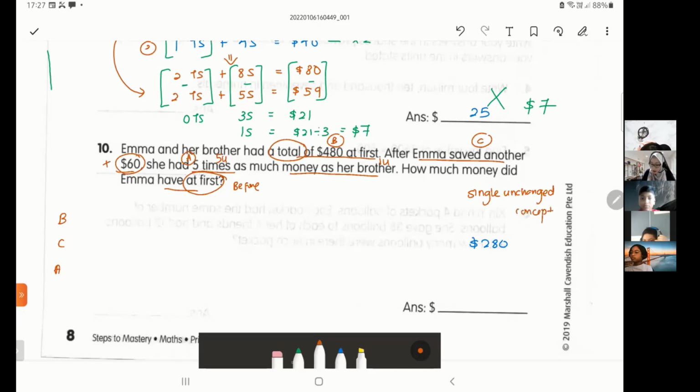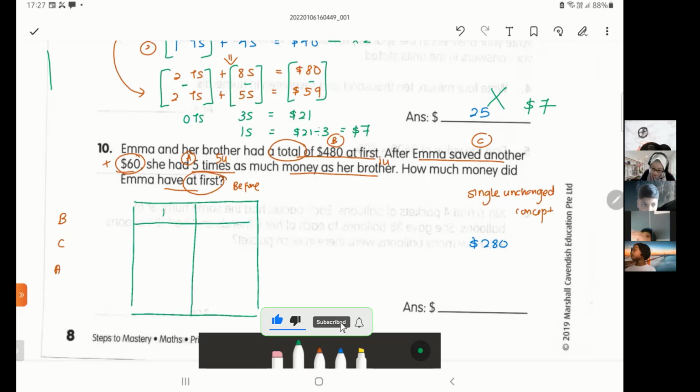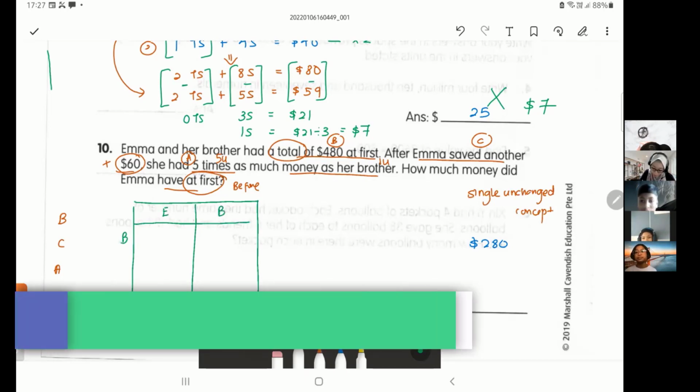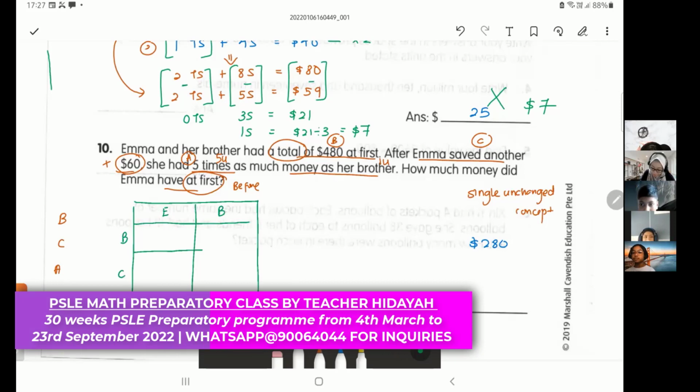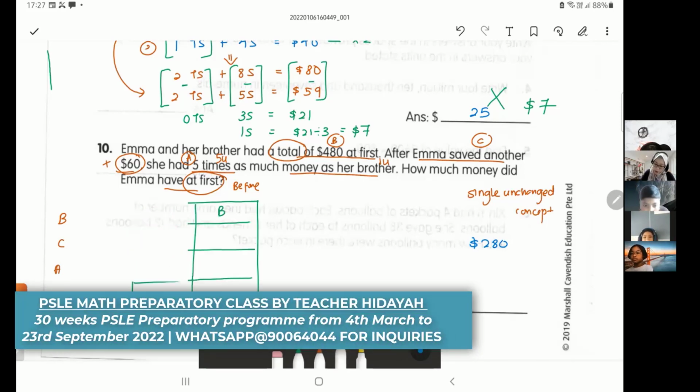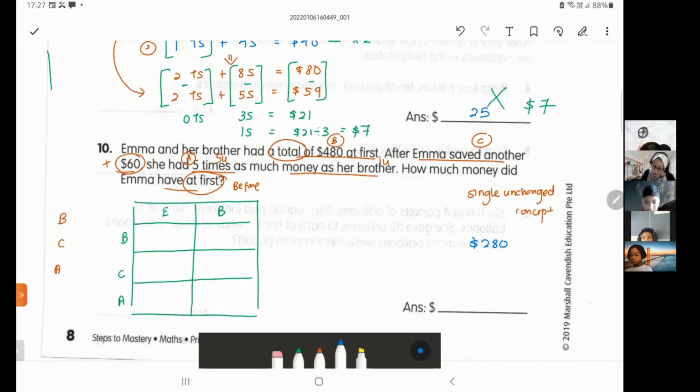Okay, then we draw out the table. We cut it up into 2 columns. We have Emma and brother, before, change, after. Okay, then we put in the information. Emma and brother have a total of 480. So which means something plus something equals 480. Emma saved another $60, plus $60. Then Emma has 5 units, brother has 1 unit.